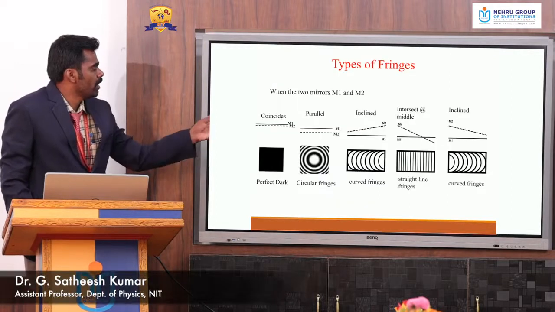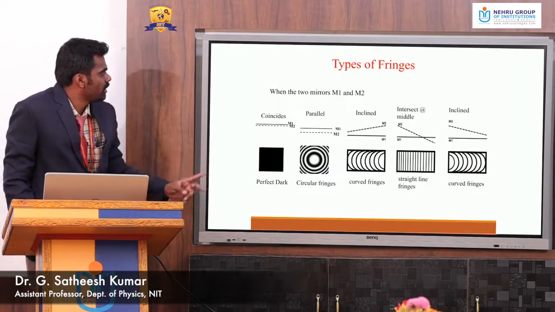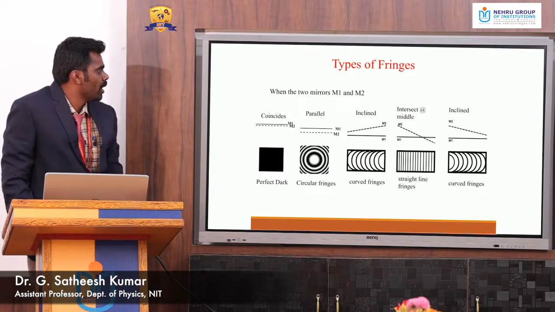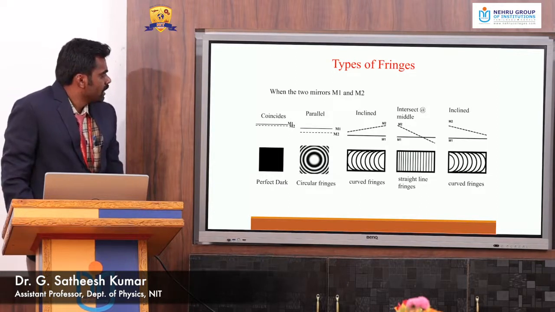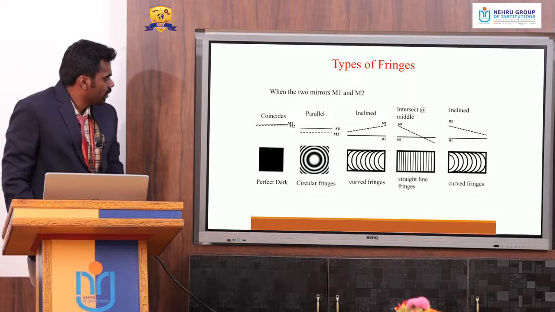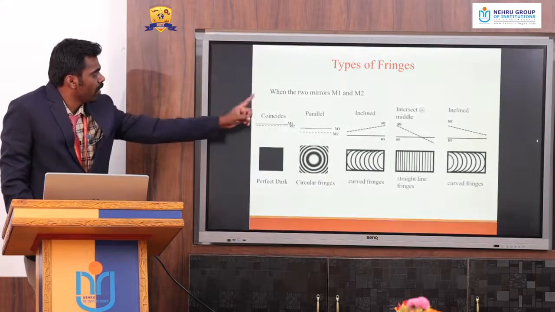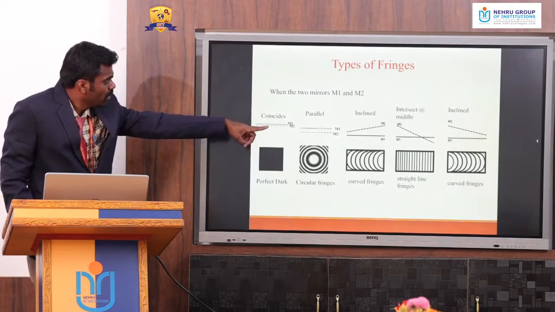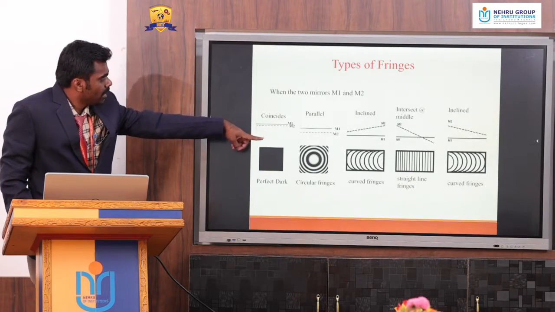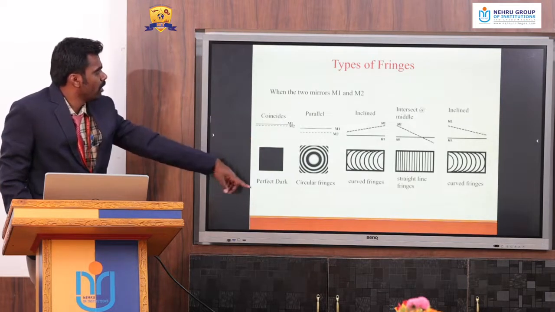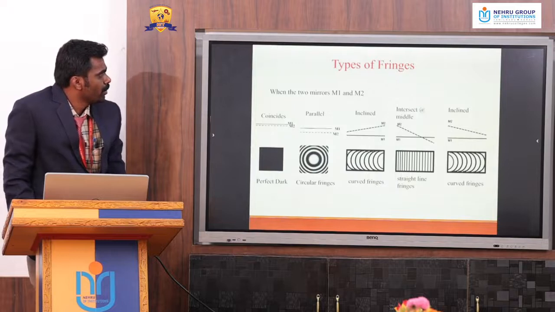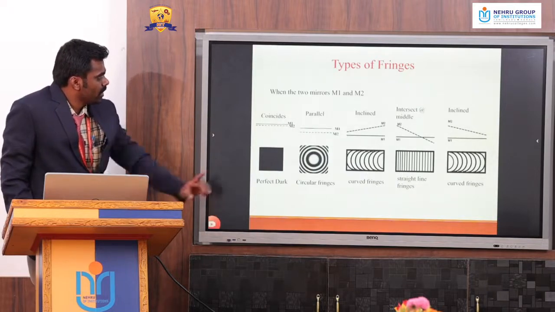These are the two types of fringes. When the two mirrors M1 and M2 coincide, perfect dot fringes are formed. When the two mirrors M1 and M2 are parallel, circular fringes are formed. When the two mirrors M1 and M2 are inclined to each other, curved fringes are formed. When the two mirrors M1 and M2 intersect at the middle, straight line fringes are formed.